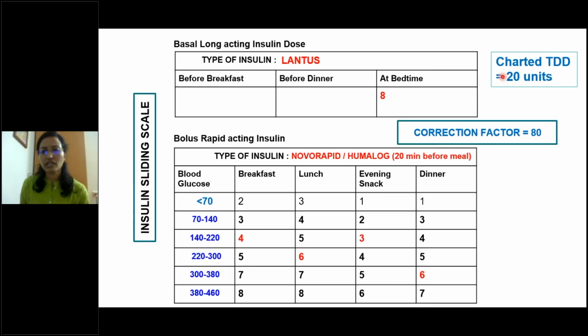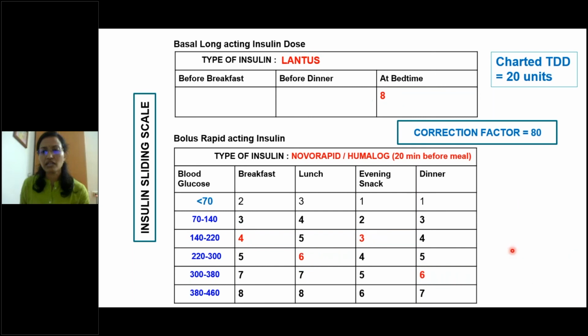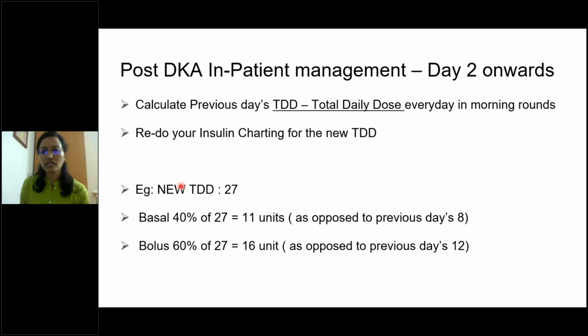So you have charted 20 units, but you ended up giving 27 units because the sugars were high. So you have given a total of 27 units. For 27 units, you take it as the total daily dose and divide it again: 40% basal, which becomes 11 instead of the previous day's 8, and the remaining is bolus, which is 16 instead of the previous day's 12. So every day you redo your calculations based on the previous day's total daily dose, assuming there are not many hypoglycemias previously.